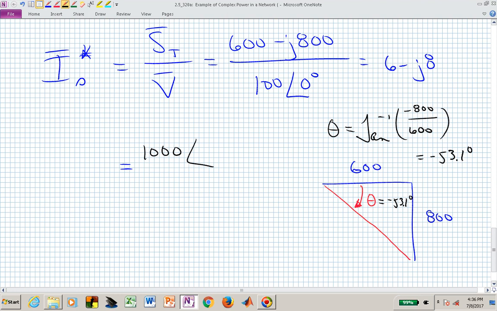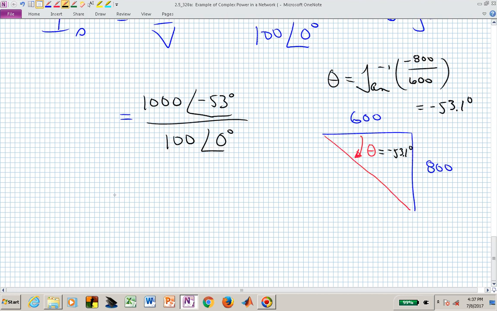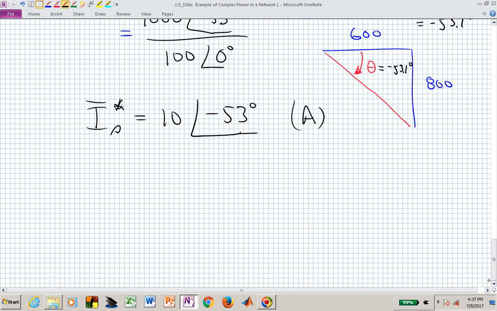I'm sorry, that's the angle of the complex power, which, because the angle of the voltage is 0, ends up being the angle of the conjugate of our current. But I hope that now from this you can see that the complex conjugate of our current is 10 at an angle of minus 53 degrees, subtracting 0 from minus 53. That's in amps.